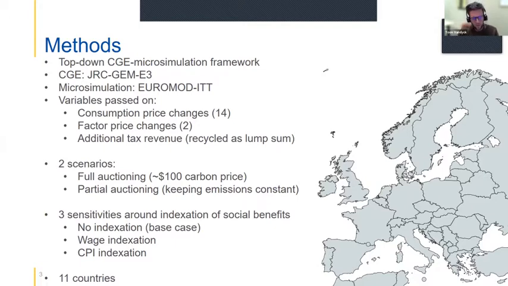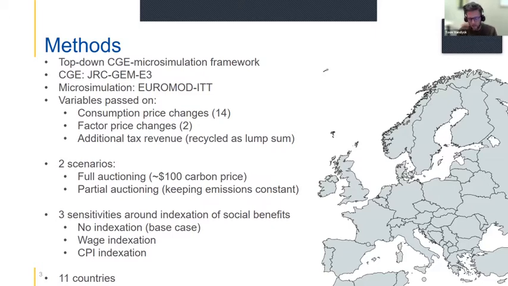The variables we pass on are the price changes, both for consumption goods and for factors, so this is labor and capital. And then, of course, also the additional tax revenue from the carbon pricing, which is in these scenarios recycled as a lump sum transferred to the households.